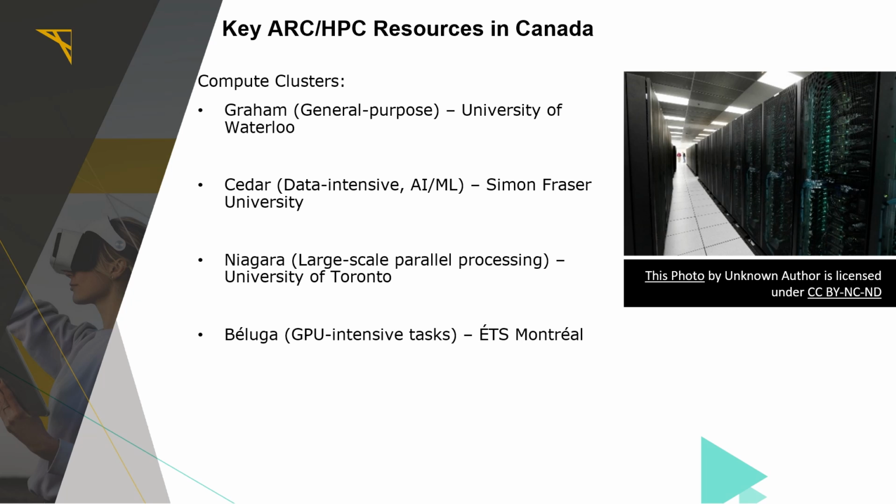The first one is Graham, which is the general purpose computing cluster. It was launched at the University of Waterloo, and it's best for HPC workloads. It's suitable for broad research fields, including data analysis, simulations, and computational modeling. It also offers balanced CPU, memory, and storage resources.